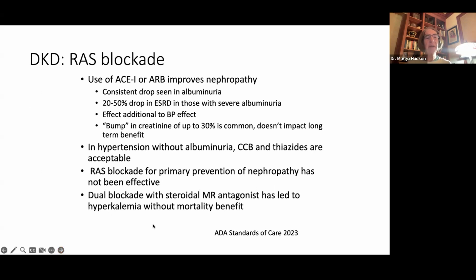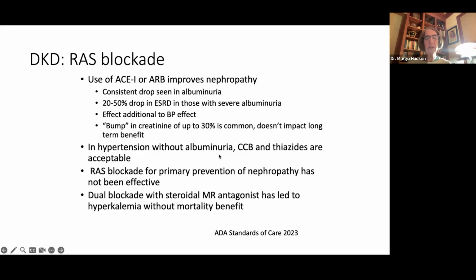So in diabetic kidney disease, renin-angiotensin system blockade, you can use an ACE or an ARB, and this is well proven to improve nephropathy, consistent drop in albuminuria, 20 to 50% drop in end-stage renal disease. It is felt that this is in addition to the blood pressure effect. There is sometimes a bump in creatinine that you may notice when you start an ACE or an ARB, and it doesn't impact the long-term benefit.